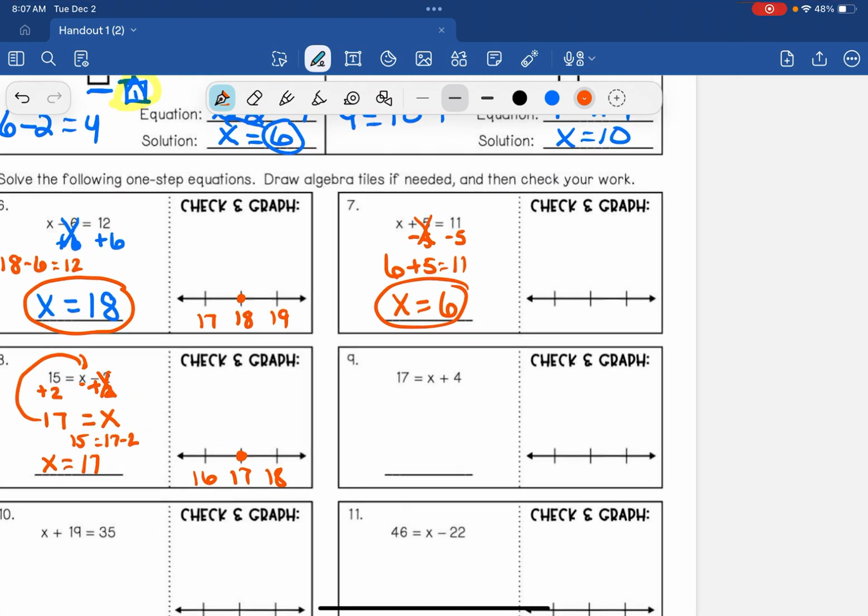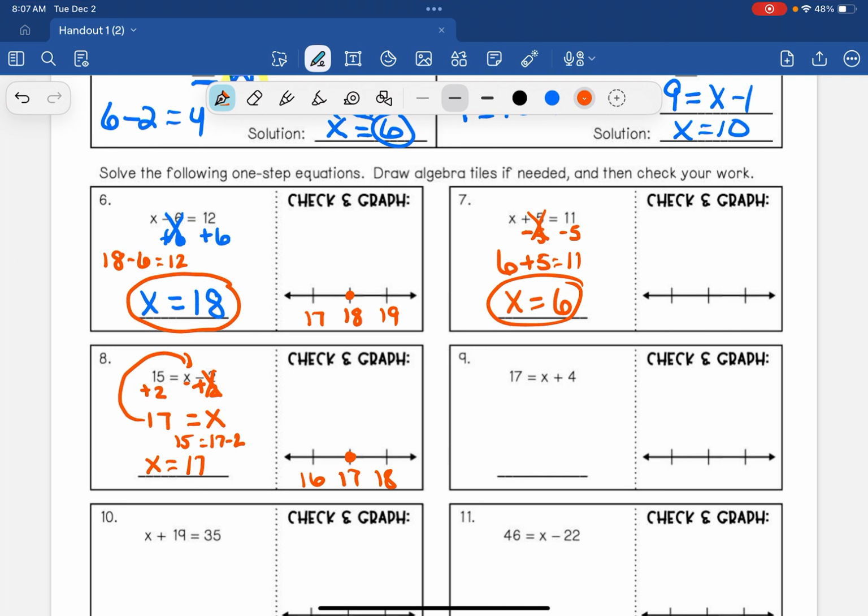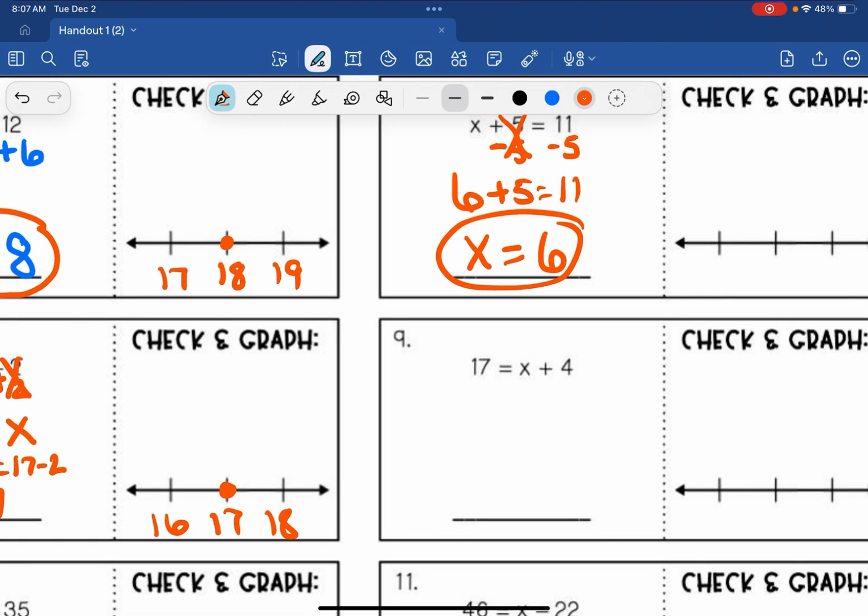All right, last example, then I'll set you off to do your homework. All right, so if we have x plus 4, the opposite of addition is subtraction. So we want to take away 4. We're going to do that on both sides to keep it balanced. If we have 17 minus 4, that's going to equal 13. It's equal to, and then x plus 4 minus 4, that is going to equal just x. Those cancel out to 0 because 4 minus 4 is 0.